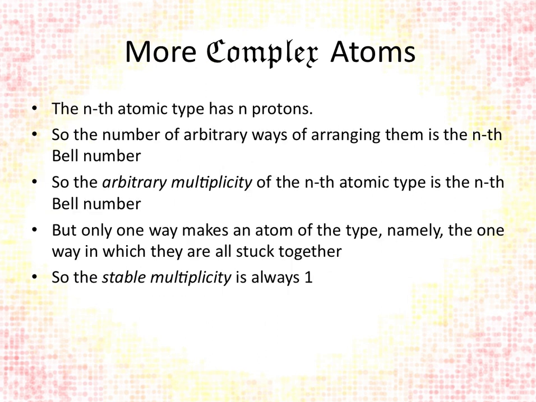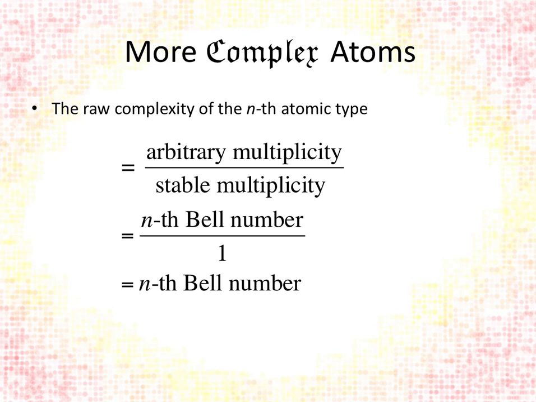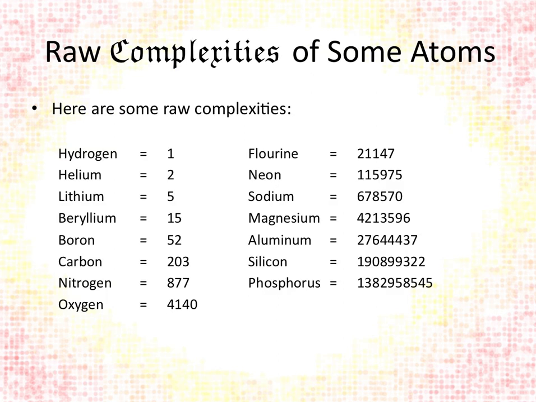More complex atoms: the nth atomic type has n protons, so the number of arbitrary ways of arranging them is the nth Bell number. The arbitrary multiplicity is just the nth Bell number. Only one way makes an atom of the type, namely the one way in which all the protons are stuck together. So the stable multiplicity is always 1. That means the raw complexity of the nth atomic type is always the nth Bell number divided by 1, which is just the nth Bell number.